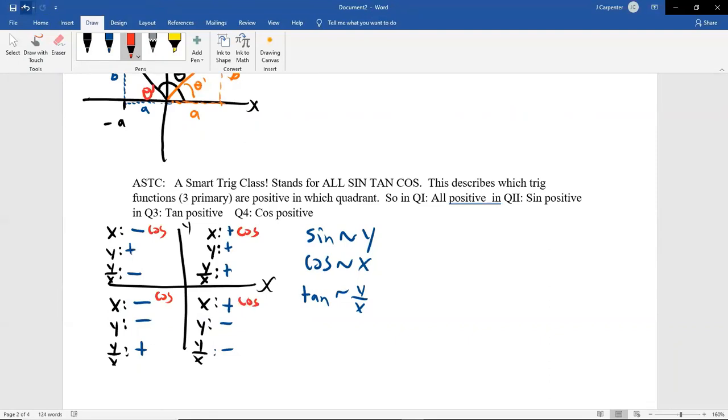Y's are heavily related to the sine, the SIN. So we're going up, positive. We're going down, negative. Left and right is cosine or x. Up and down is sine or y. Tangent is the ratio of the two.